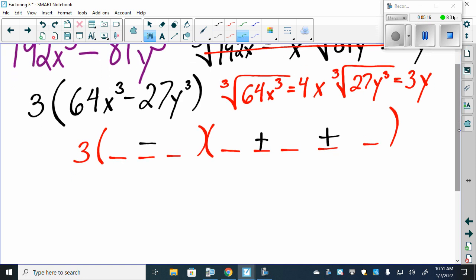Now we look at this here, which one of these two came first? Well, 4x, so 4x will go first. And then here we will have 4x squared. 4x to the first, and then 4x to the 0, which works out to be 1.